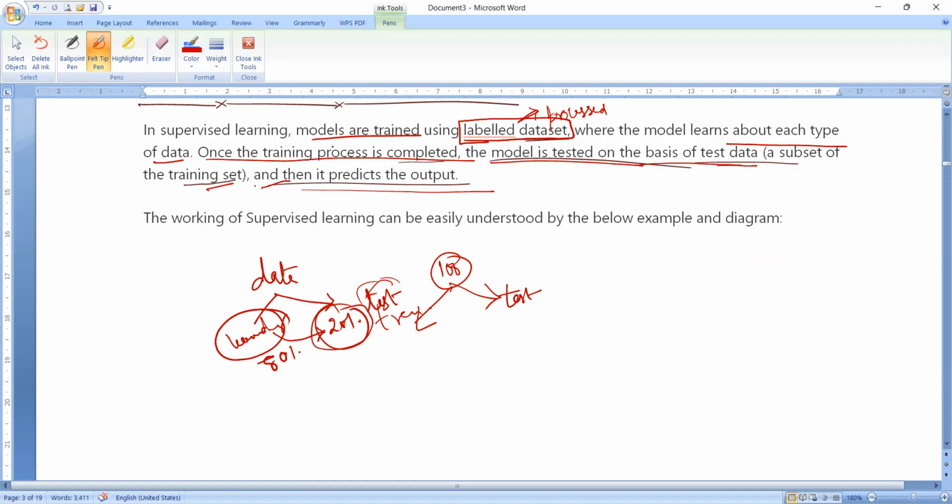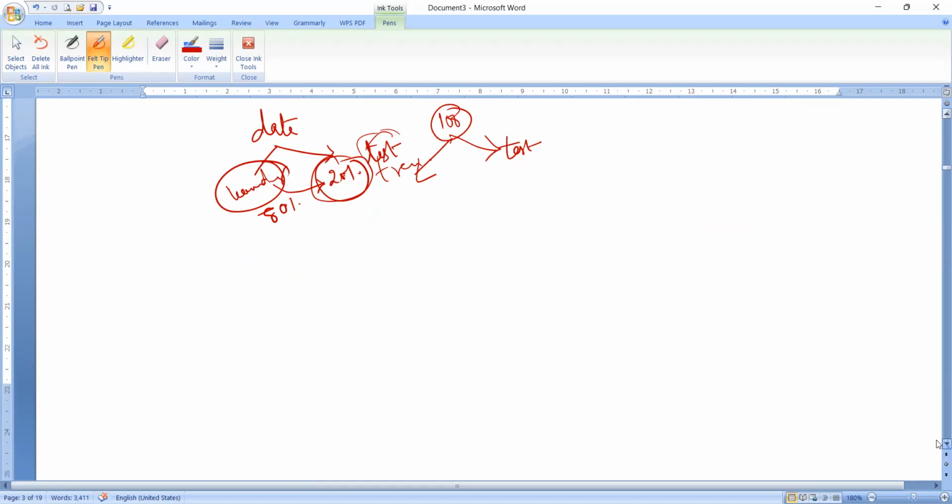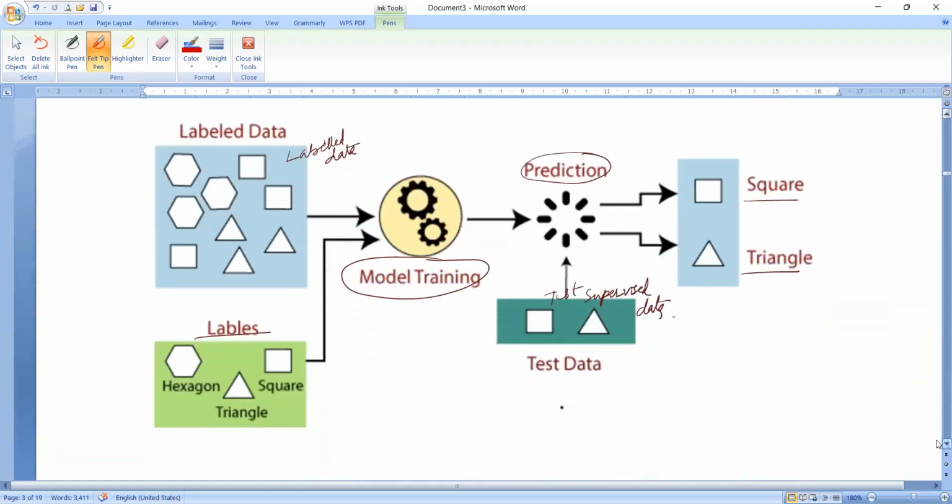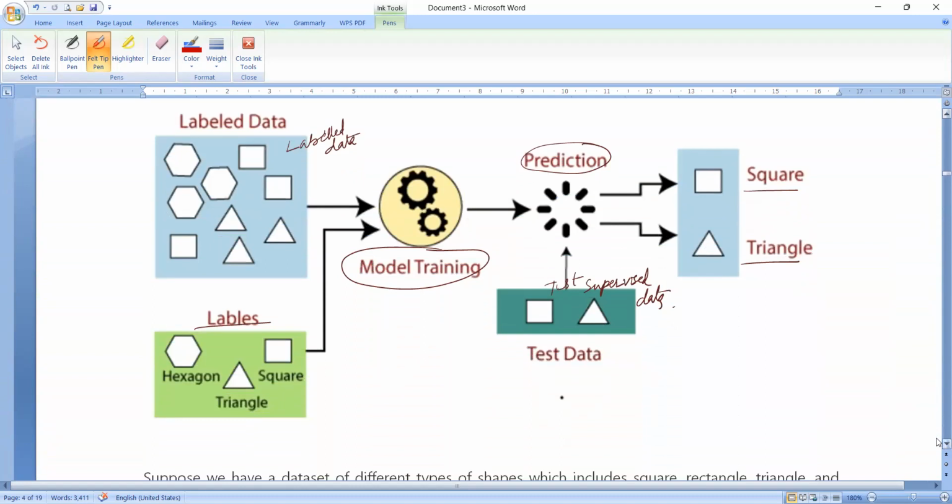Supervised learning models are trained using labeled data, where the model learns from each type of data. Once the training process is completed, the model is tested on the basis of test data and predicts the output. We'll see a block diagram, and based on the block diagram it will be easy to understand. This is a block diagram of the supervised learning technique.